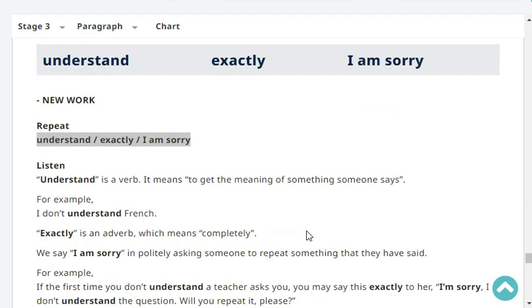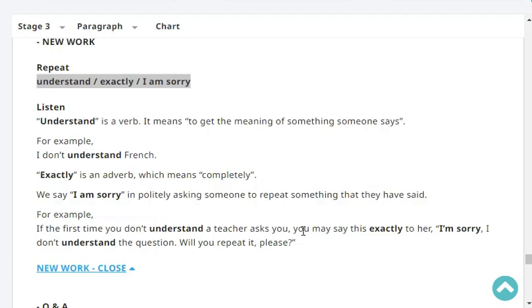It means to get the meaning of something someone says. For example, I don't understand French. Exactly is an adverb which means completely. We say I'm sorry when politely asking someone to repeat something that they have said. For example, if the first time you don't understand or you didn't hear the teacher ask you, you may say exactly this to him: I'm sorry, I don't understand or I didn't hear the question. Will you repeat it, please?